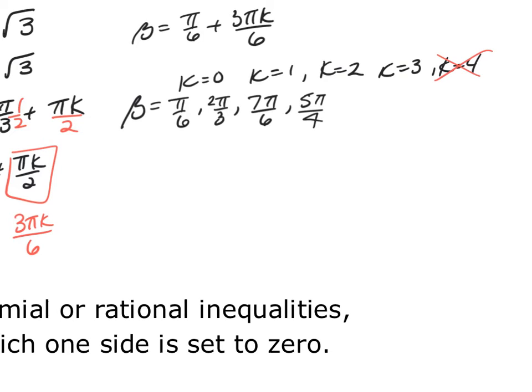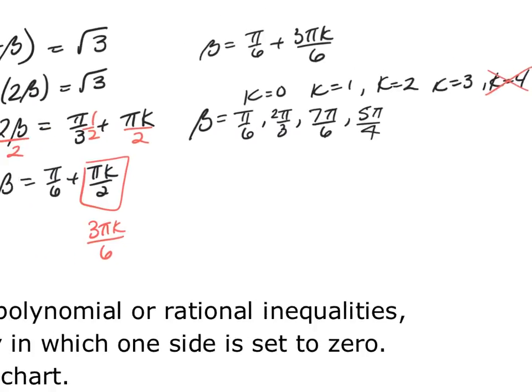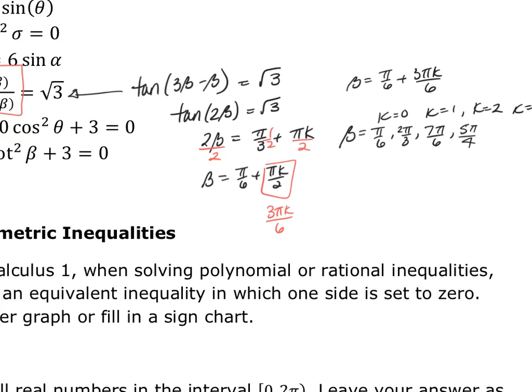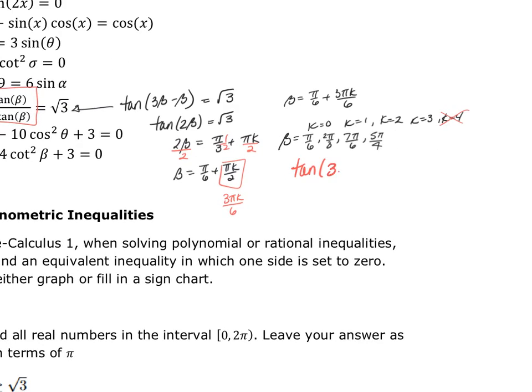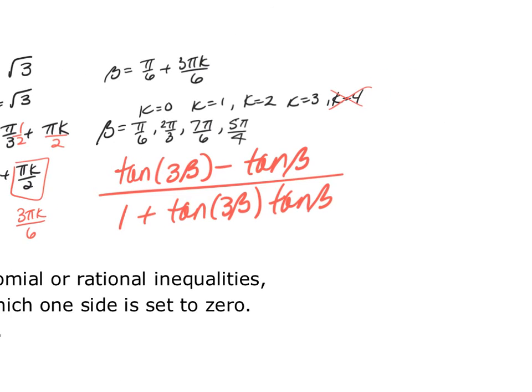All right. Those are my answers, and now I need to check them in the original one. What I'm looking for in the original one is places in which it makes it undefined. My original one, let me write it again, is the tangent of 3 beta minus the tangent of beta over 1 plus the tangent of 3 beta tangent beta. Now what I mean by checking it is I'm going to look. If I put pi over 6, 2 pi over 3, 7 pi over 6, 5 pi over 4 in the tangent beta part, do I have any issues there?